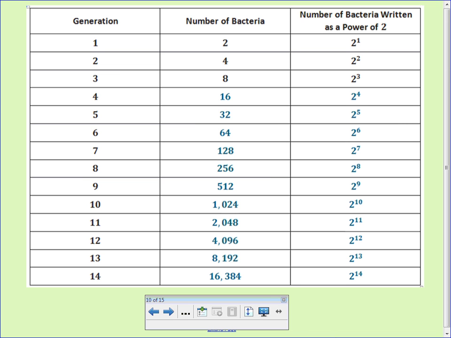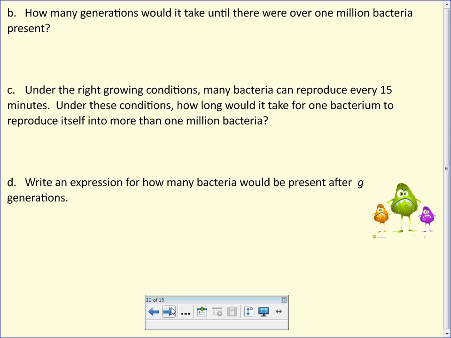All right, we're actually going to skip the next couple of questions because, quite frankly, I think some of them are silly. And let's take a look at D. Write an expression for how many bacteria would be present after G generations. So how would we write an expression? We don't have to evaluate it. We don't have to solve it because we don't know how many generations there are. So let's put the calculators down, please, and think about how we would write this expression. Right, exactly. 2 to the G power.